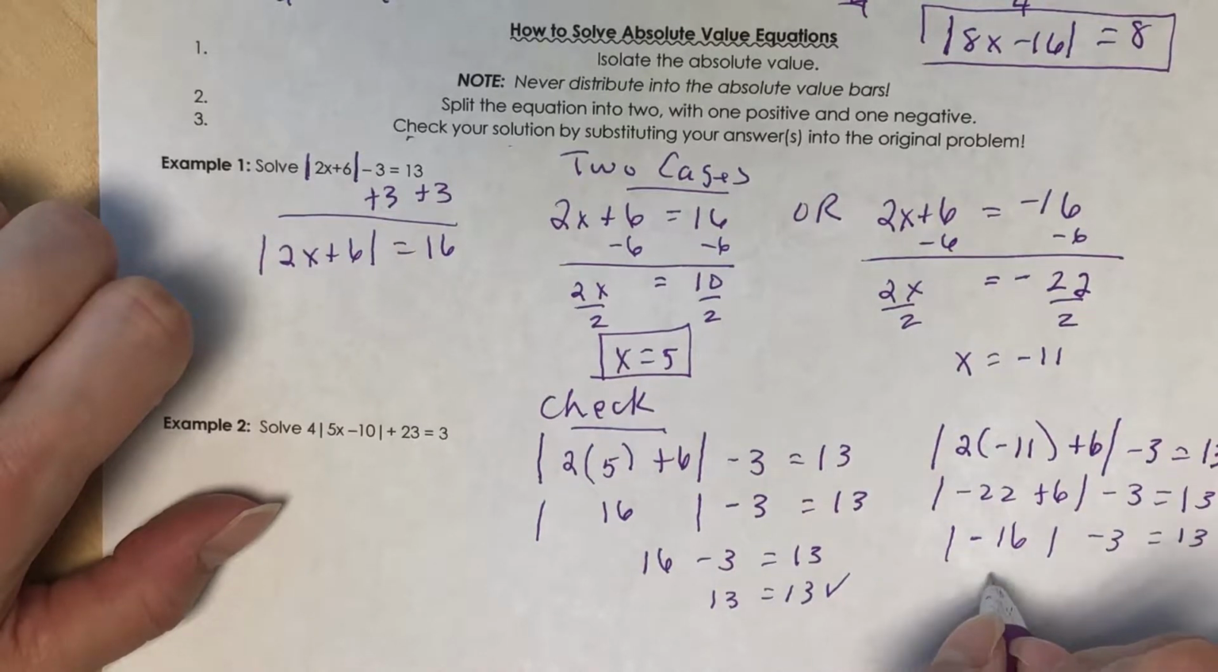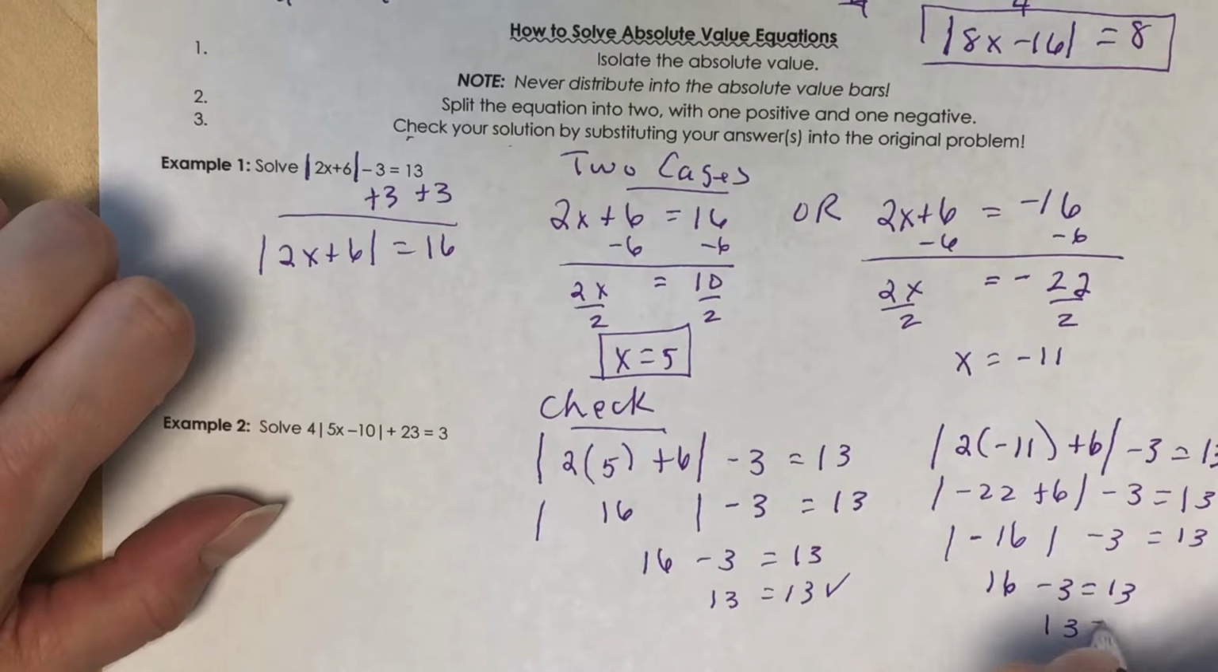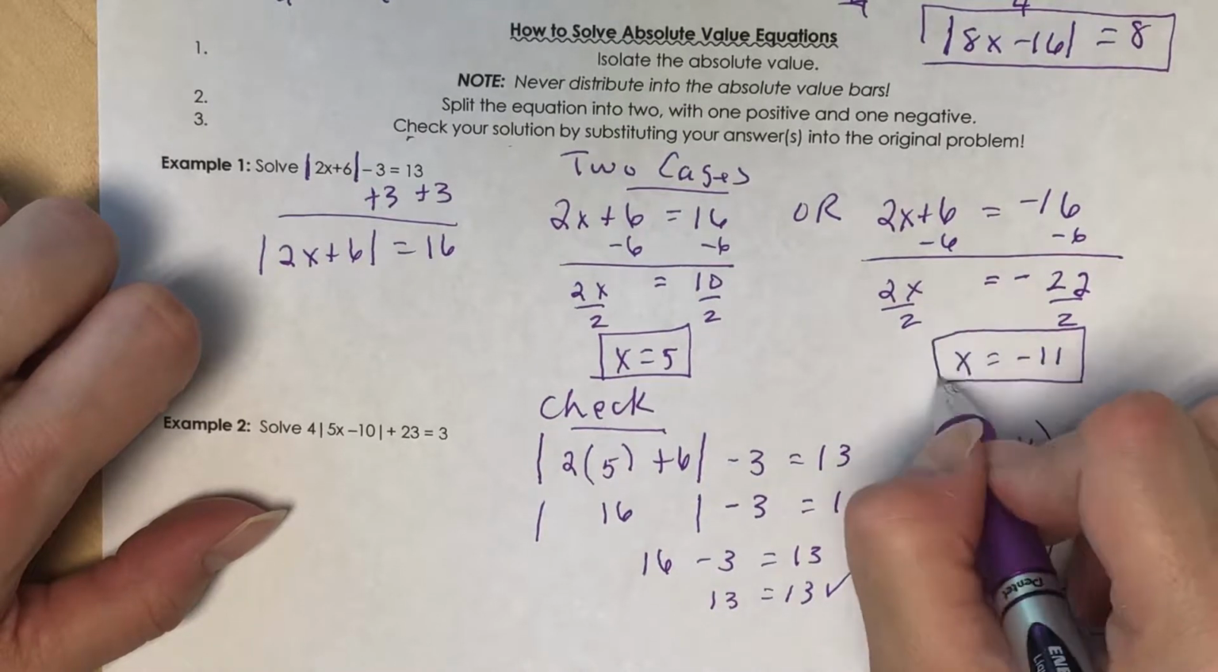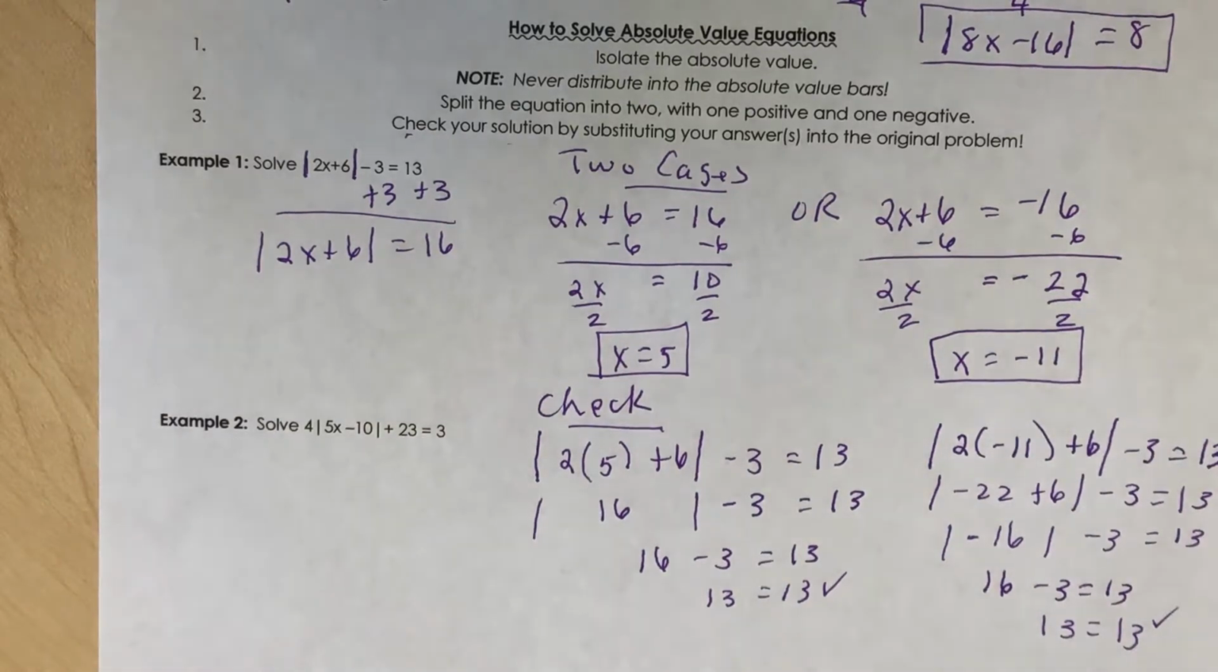And the absolute value of negative 16 is 16, minus 3 equals 13, so that one also checks. So I can put a box around x equals 5 and x equals negative 11. Example 2, I'm going to use a separate sheet of paper. I'm out of space there.